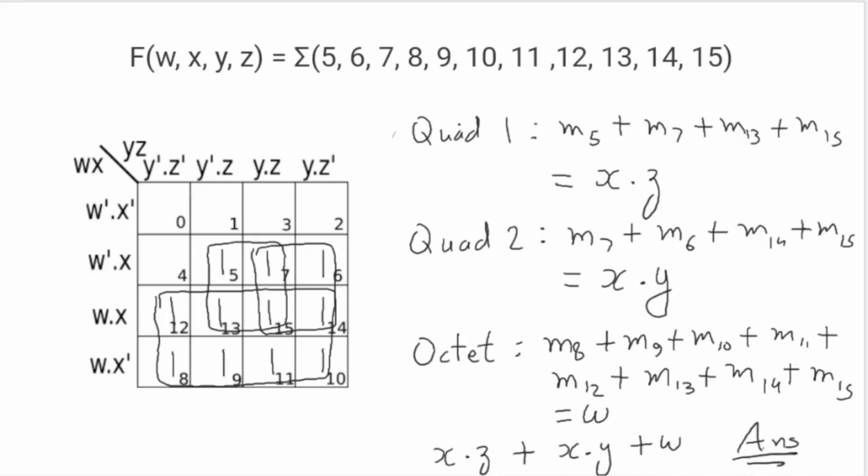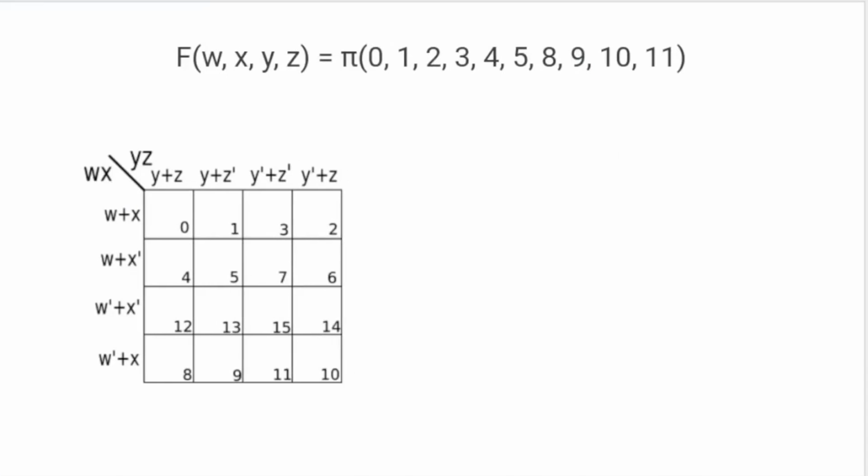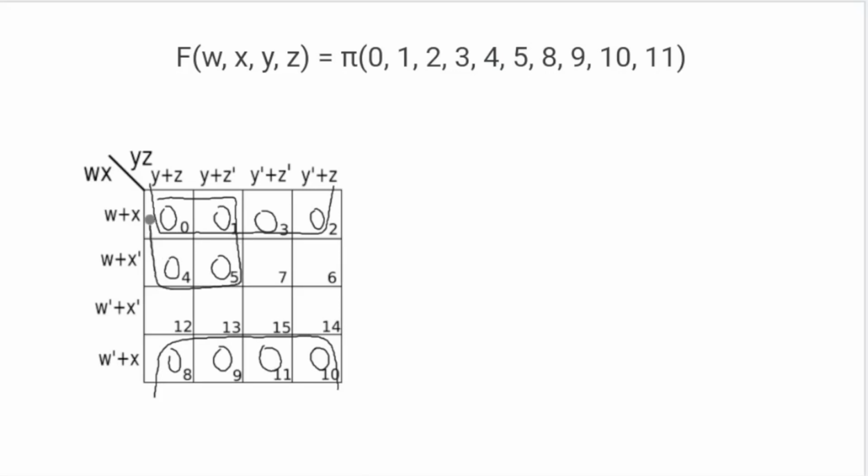Now we'll solve some product of sum questions. And in POS we'll mark zeros. So 0, 1, 2, 3, 4, 5, 8, 9, 10 and 11. So let's see the groups. We can form an octet over here by rolling the map. And once that is done, we can form one quad over here.